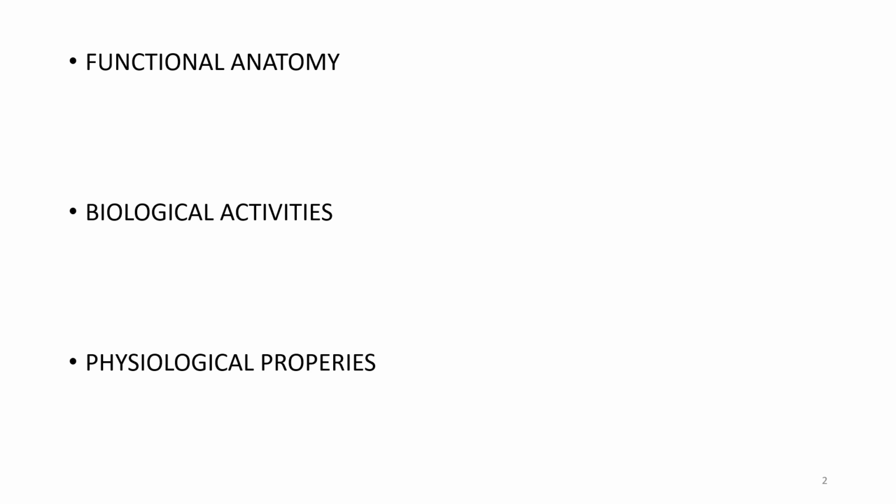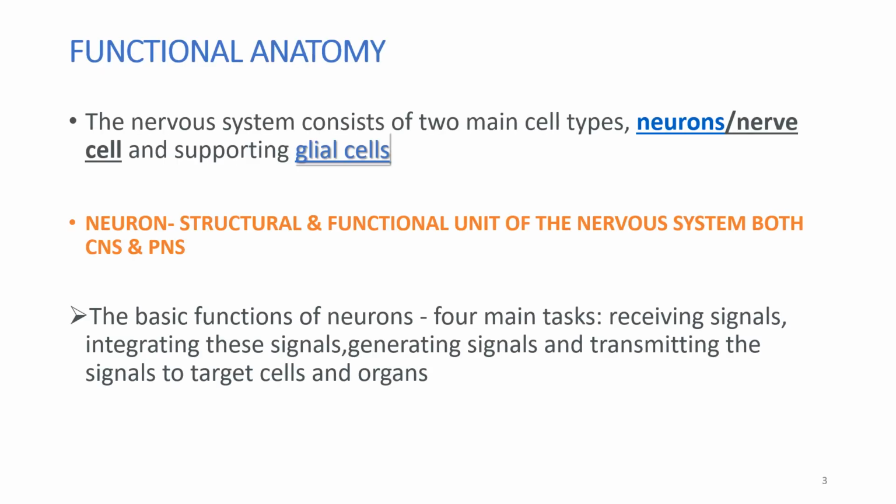In this video, we will discuss these three headings. First is the functional anatomy of the nerve, then the biological activities of the nerve, and then the physiological properties of the nerve. Okay, so these three we are going to discuss in this video. First, coming to the functional anatomy of the nerve.